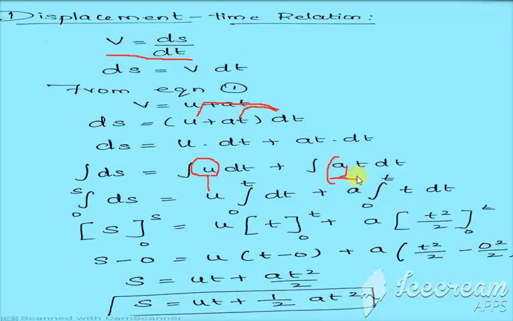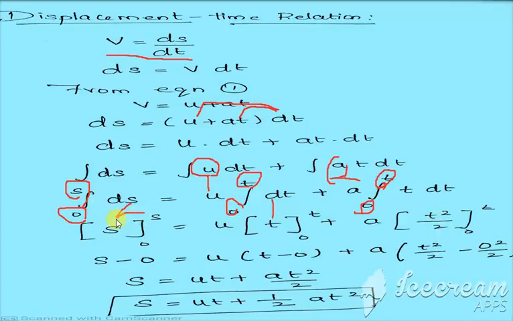Okay, now apply the limits in this. What is the limit for s? It is 0 to s. Okay, then what is the limit for t? It is 0 to t. Okay, then what is the limit for t again? It is 0 to t. Yes, now we are going to integrate all this. So if we integrate this, integration of ds can be written as s. Same way, integration of dt can be written as t, and t into dt, as I have told you, this formula also, becomes t square by 2.